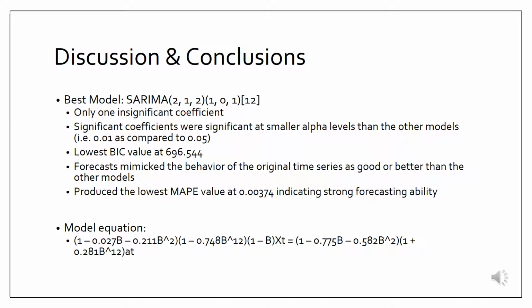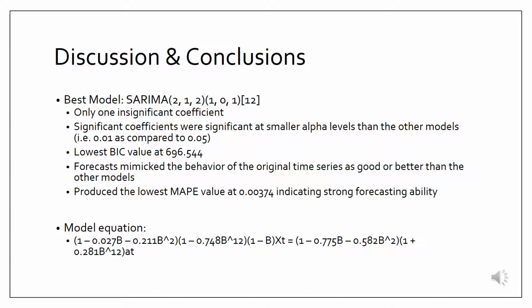Based on the model diagnostics and model forecasting results, the SARIMA 212-10112 model was determined to be the best of the three models analyzed. In comparison to the other models, this model stood out, albeit barely, in a few key areas. First, this model had only one insignificant coefficient, and of the coefficients that were significant, all were significant at smaller alpha levels than the other two models, i.e. 0.01 as compared to 0.05.